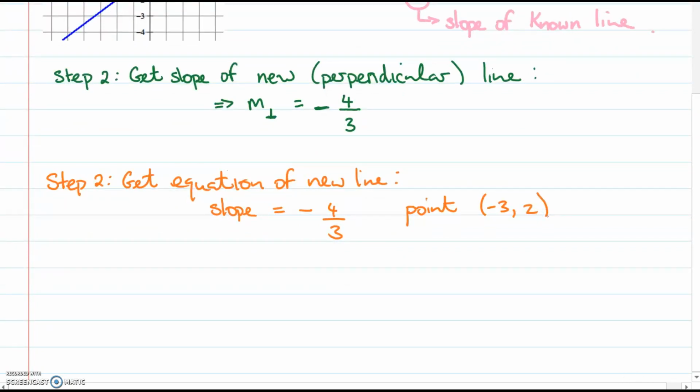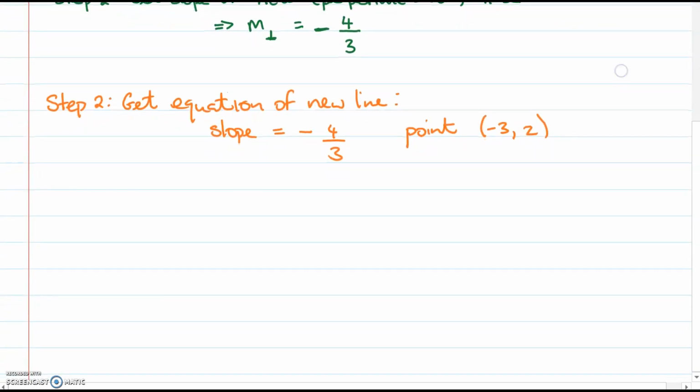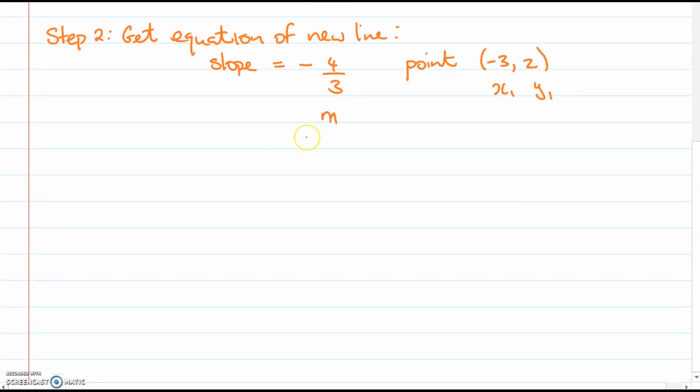Okay, and then hopefully by now you know off by heart the formula for the equation of a line. So that's going to be m, and this is going to be x1, y1. I know we called it m perp up above, but seeing as this is the line we're going to use now, we can just call it m. It doesn't really matter what you label it, but m is what we normally use. The formula for the equation of a line is y minus y1 equals m times x minus x1.